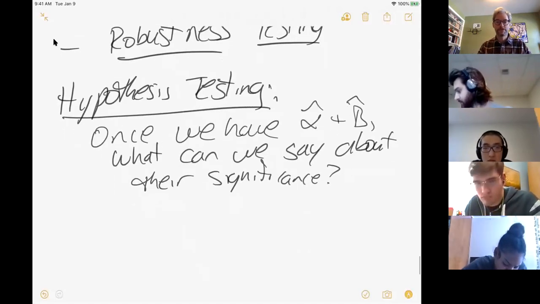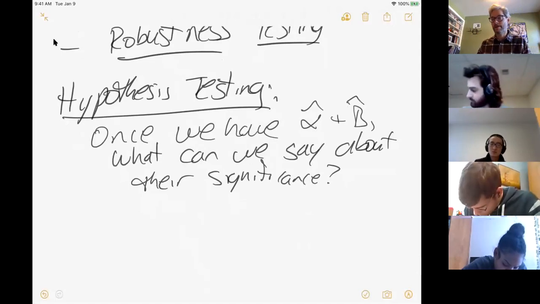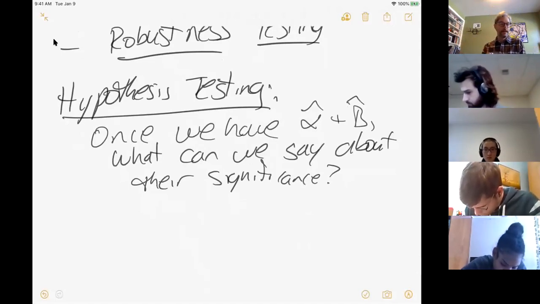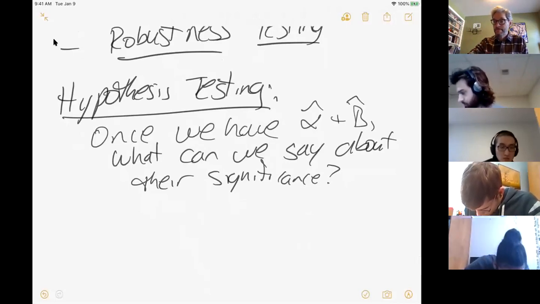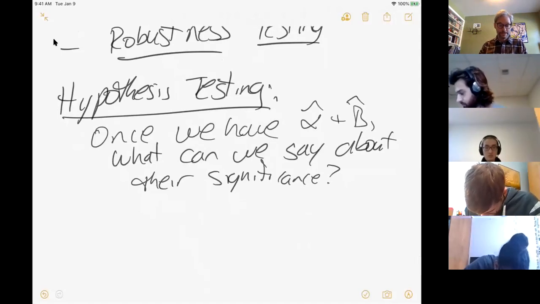What can we say about their significance? Once we have alpha hat and beta hat, what can we say about their significance? Meaning, is it important? Is the effect here important or is it not?